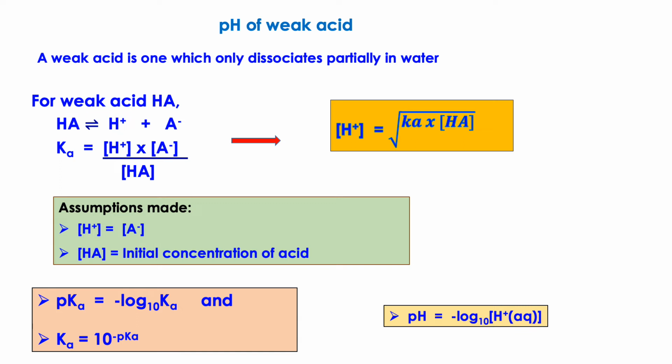Along with this formula, we will be needing some other formulas. The first one is pKa is equal to minus log 10 Ka, and Ka is equal to 10 to the power minus pKa. pH is equal to minus log 10 H plus.